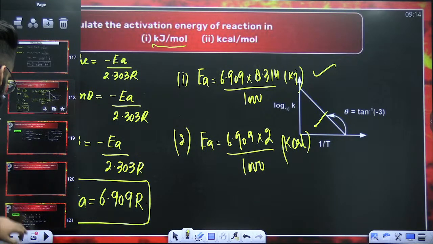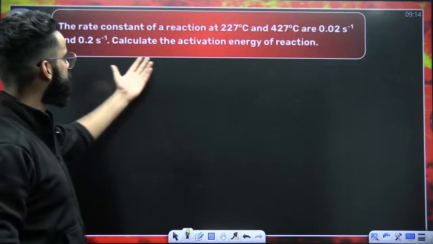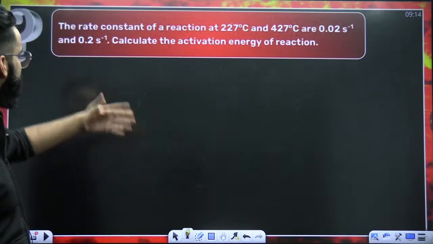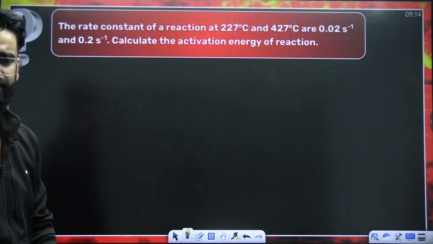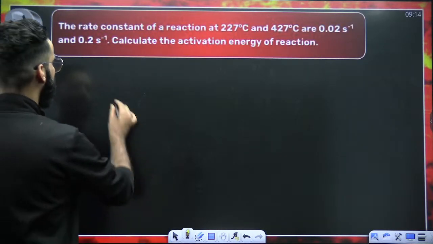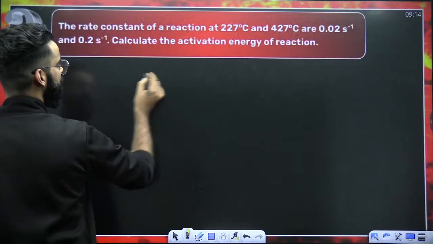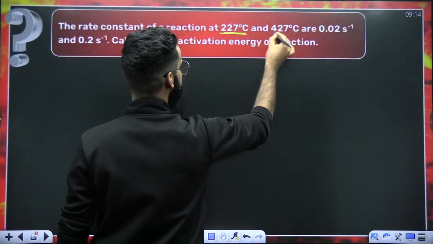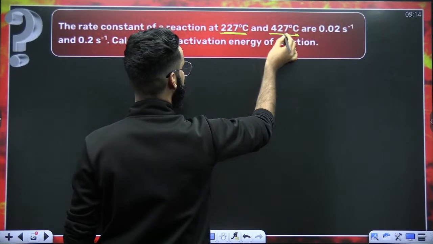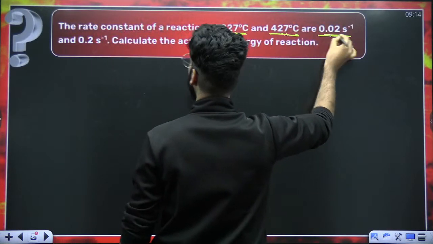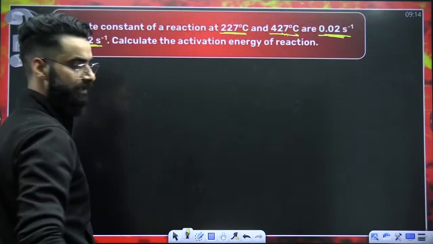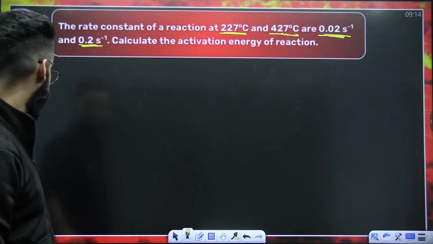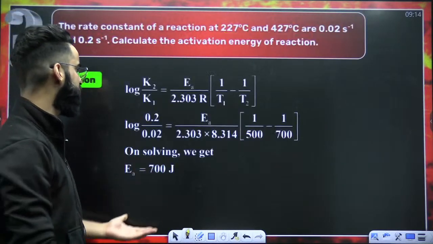Look at this particular equation. The rate constant of the reaction at this temperature and this temperature are this and this. Calculate the activation energy. Isn't it simple? The rate constant of the reaction at temperature T1, this is T1, this is T2. But convert them into Kelvin. T1, T2 is given. K1, K2 is also given. Calculate the activation energy. Isn't it simple?